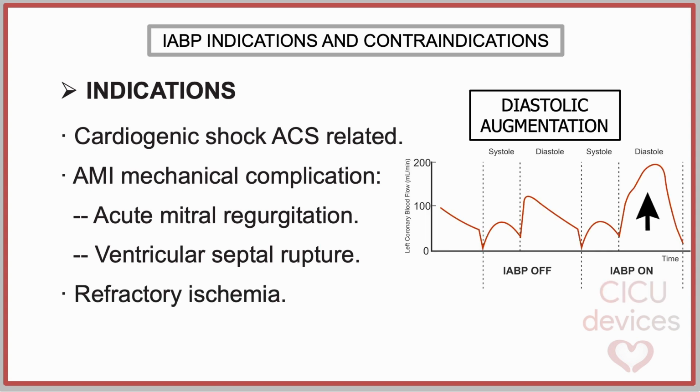The intra-aortic balloon pump may also be employed in cases of unstable angina or refractory ischemia unresponsive to optimal pharmacologic therapy, where diastolic augmentation can enhance coronary perfusion and provide hemodynamic stabilization while awaiting definitive revascularization, with percutaneous coronary intervention or coronary artery bypass graft.